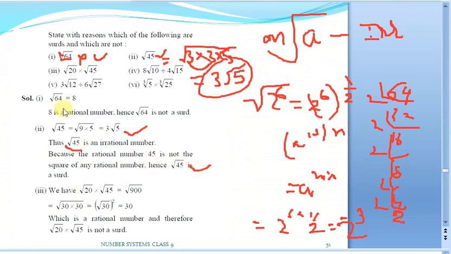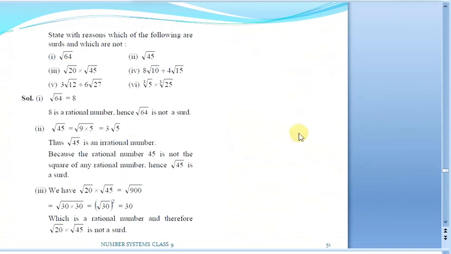Now let us take the third part, root 20 into root 45. So what we will do here is, root 2 into root 3, root 2 into root 3. So remember, both roots are the same.